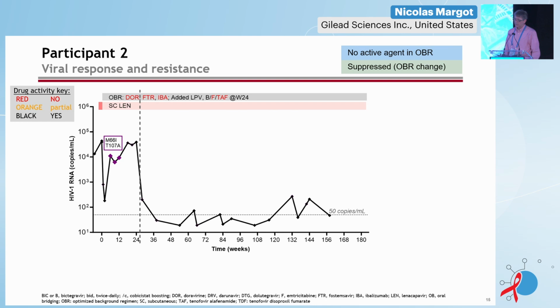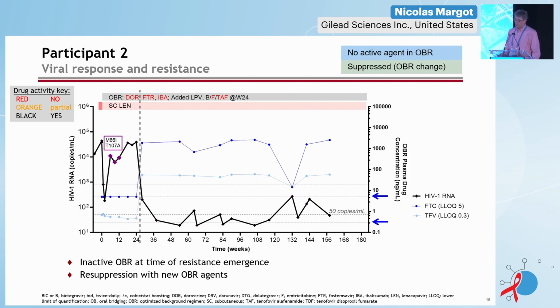When active agents were added at week 24, that included lopinavir as well as bictegravir, the participant resuppressed, so that was a positive outcome here. When we overlay the drug levels for this participant, we can see that the participant was mostly adherent to the new regimen, and you can see here in blue the drugs that were part of the regimen. We didn't measure all drugs, but several of them, so FTC and tenofovir, and you can see that the drug level curve really is mirroring the virologic response curve.